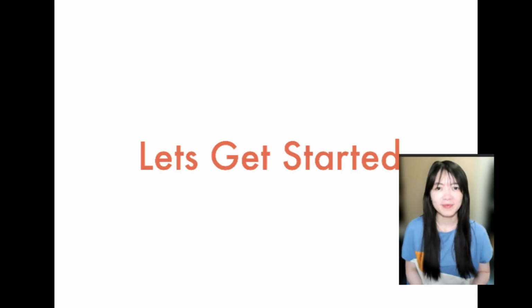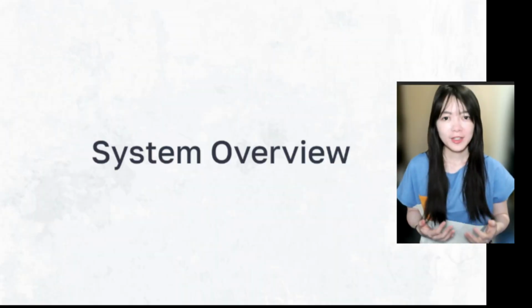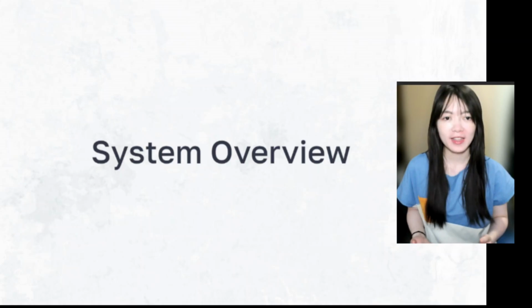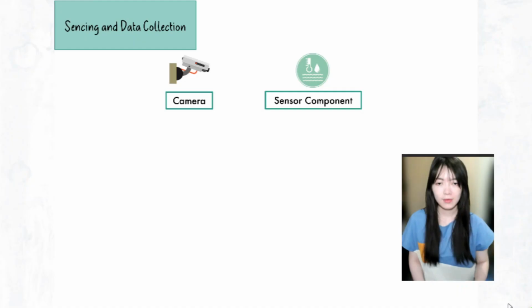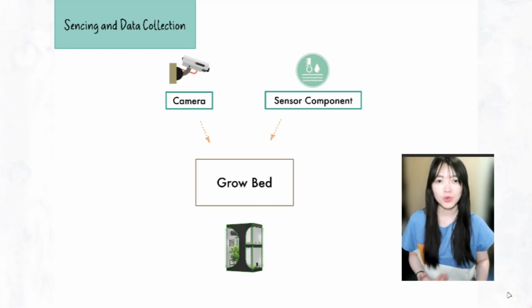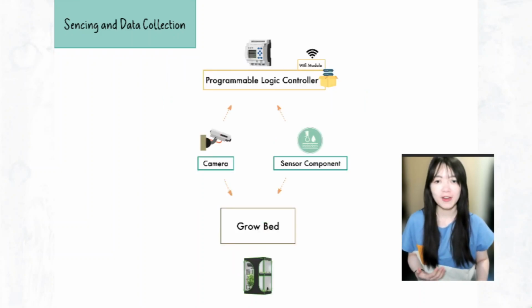Let's get started. The system comprises several key components working seamlessly together to ensure your plants thrive. Let's take a look at the main steps in this process. Our system core includes sensors and a camera that continuously monitor the grow bed for real-time insights. All this data is then sent to the PLC for processing.